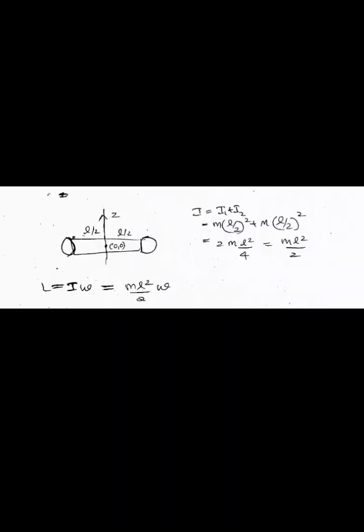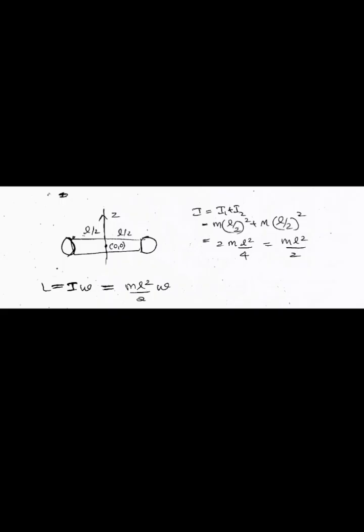The next question is, two bodies of equal mass m are connected by a massless rigid rod of length L lying in the xy plane with the center of the rod at the origin. If this system is rotating about the z axis with the frequency omega, then its angular momentum is dash. So here it is asking about the angular momentum. Here the axis of rotation is passing through the center, rotating about the z axis.